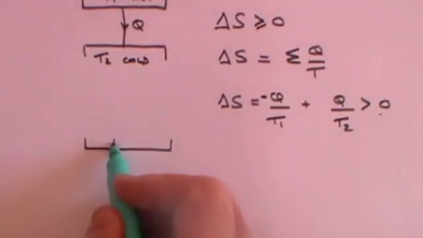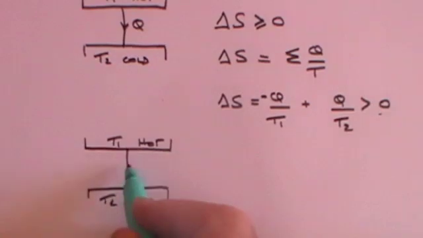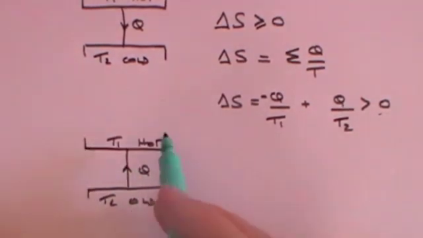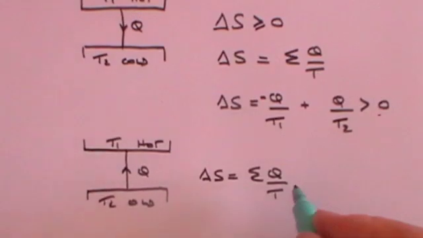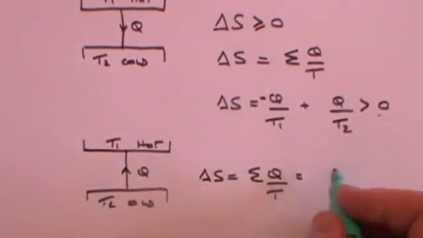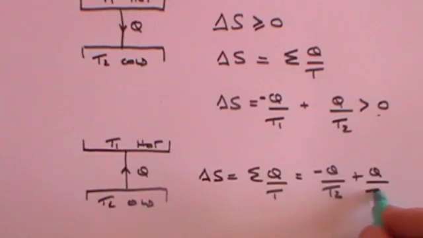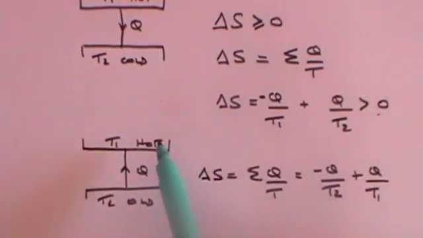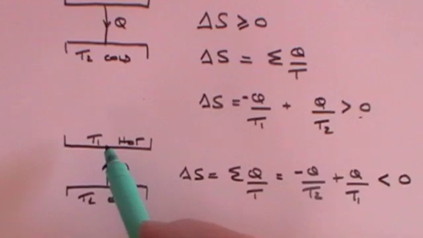Let's now take our hot bath and our cold bath, as we did before. But let's say, can we now move heat Q from cold to hot? Well, once again, delta S is going to be the sum of all the changes of Q over T. And that's going to be minus Q over T2, because that's coming out of T2, plus Q over T1. And if T1 is greater than T2, which it is because T1 is hot and T2 is cold, then you can show that that is always going to be less than 0. But entropy is never allowed to be less than 0. And that's why heat cannot pass from cold to hot.